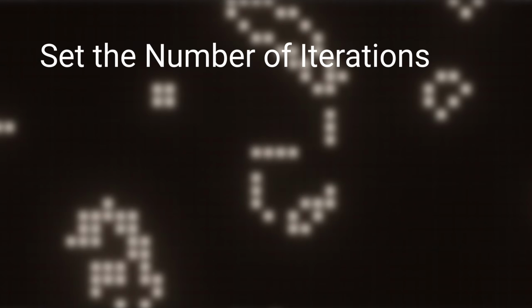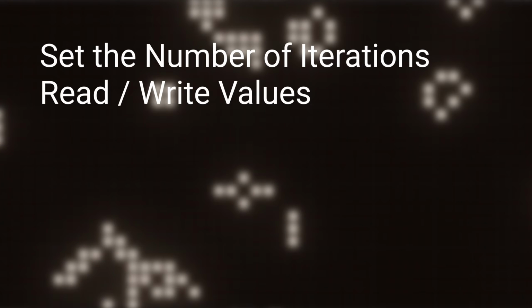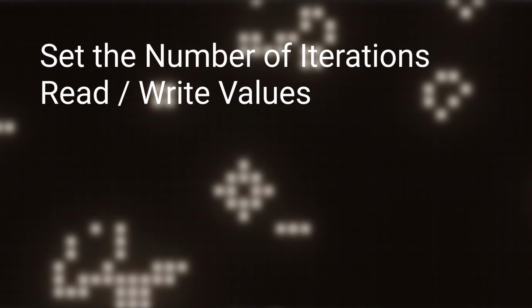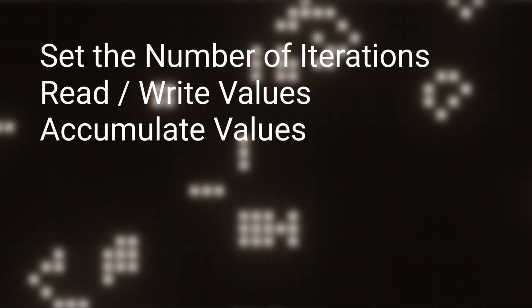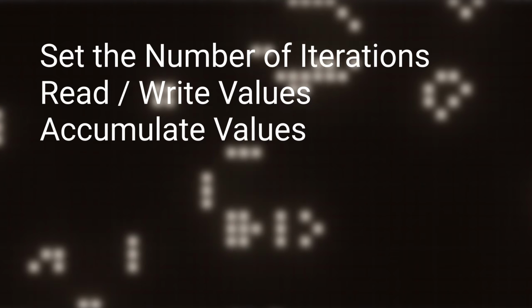We need to be able to set the number of iterations or times to run over the loop, either as a constant or as some parameter. We need to be able to read and/or change values based on the current iteration, and we need to be able to accumulate values per iteration. These are the criteria that make sense to me, so how do we do this without writing code or using a set of loop nodes? And the answer is fields.